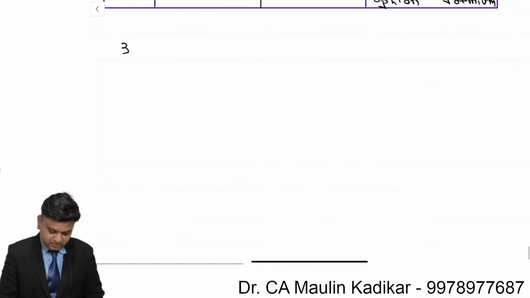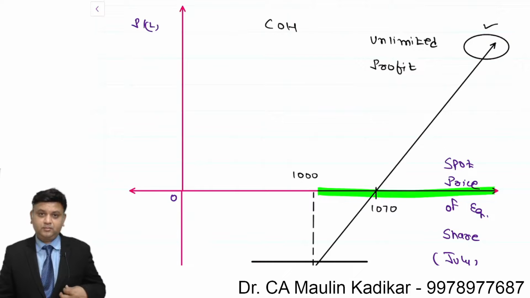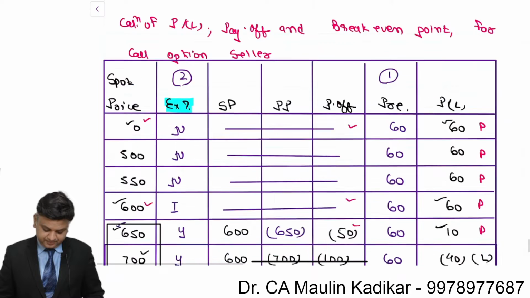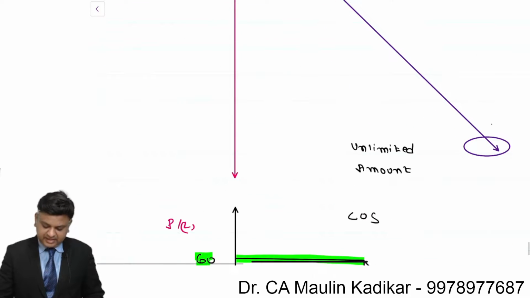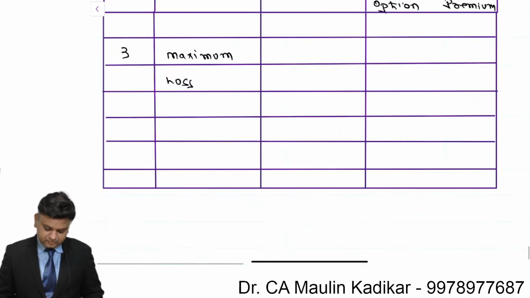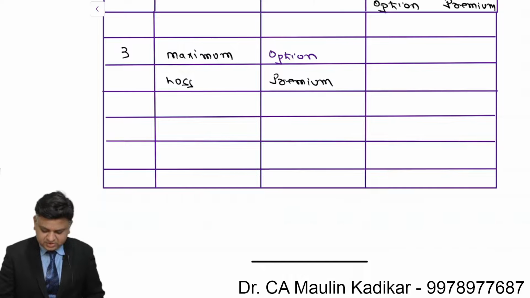Third, we can write maximum loss. Call option holder will have the maximum loss equal to the option premium, and call option seller will have the possibility of unlimited loss. So option premium is the maximum loss and there is unlimited loss potential.